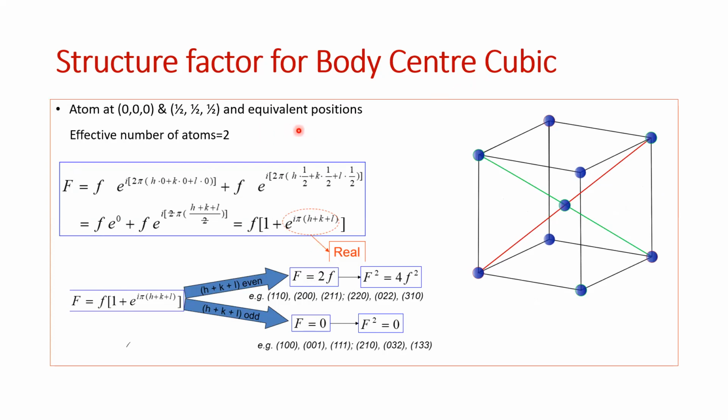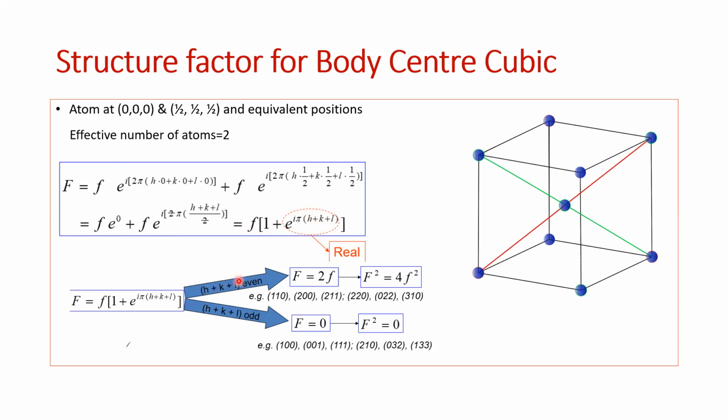So, in case of body-centered, the effective number of atoms would be 2. Suppose one atom is represented as 0, 0, 0, and another atom at the body center would be at half, half, half. So here we have two atoms, so we have summation j equals 1 to 2. So we represent f into e to the power iota 2 pi into this, plus f into e to the power iota 2 pi into this. And after solving, we get F equals f into 1 plus e to the power pi into h plus k plus l, and that quantity would be real. And we know that h plus k plus l are integers.